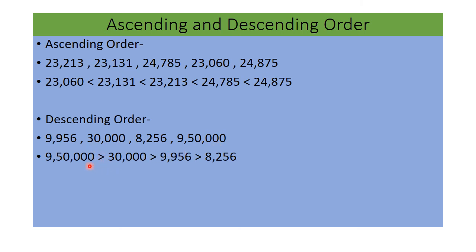That means the next number which we will write over here is going to be smaller as compared to 9,50,000. So which number is smaller than 9,50,000 among these numbers? It is 30,000. Now we will see a number which is smaller than 30,000, it is 9,956. And then the smallest number among all these numbers is 8,256. So this is how we have arranged the numbers in ascending and in descending order.